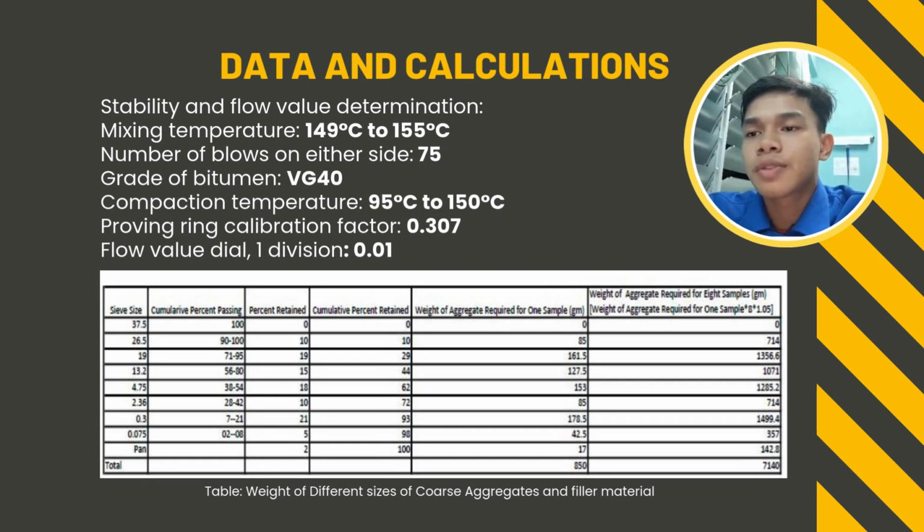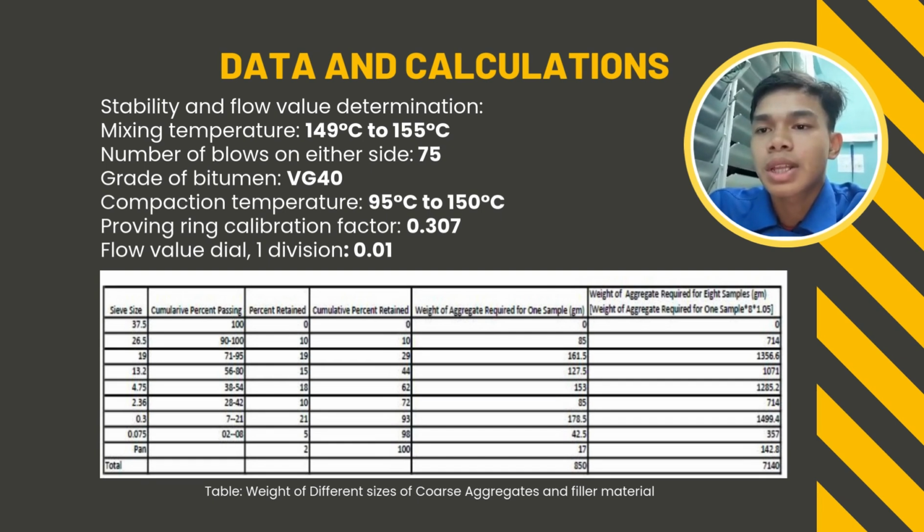Grade of bitumen is VG40. Compaction temperature is 95 degrees Celsius to 150 degrees Celsius. Proving ring calibration factor is 0.307. Flow value dial 1 division is 0.01.